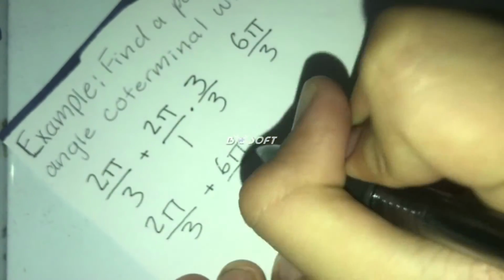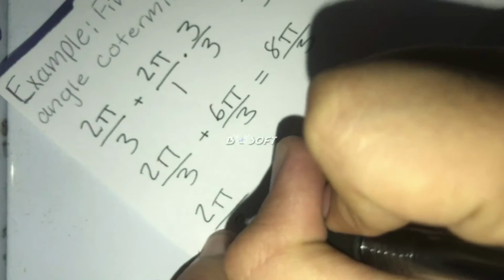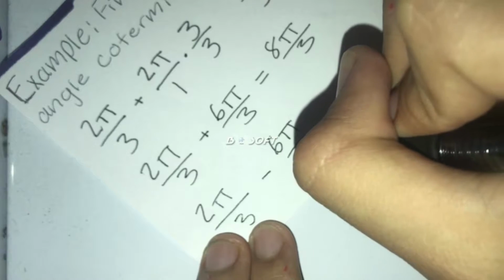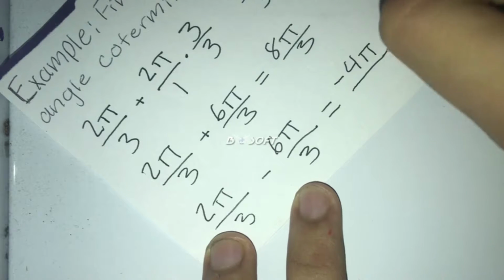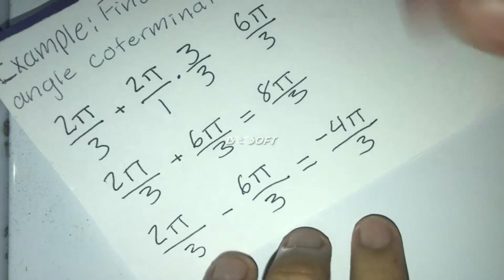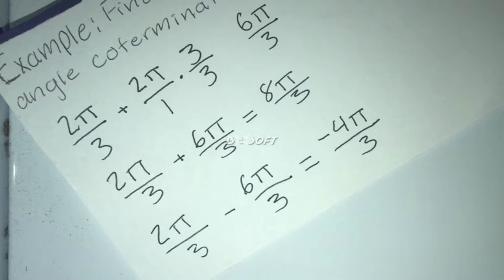So now we can do our math. So 2 pi over 3 plus 6 pi over 3, we get 8 pi over 3. Now for subtracting, 2 pi over 3 minus 6 pi over 3 is equal to negative 4 pi over 3, and these are our positive and negative coterminal angles. These are both coterminal with 2 pi over 3.